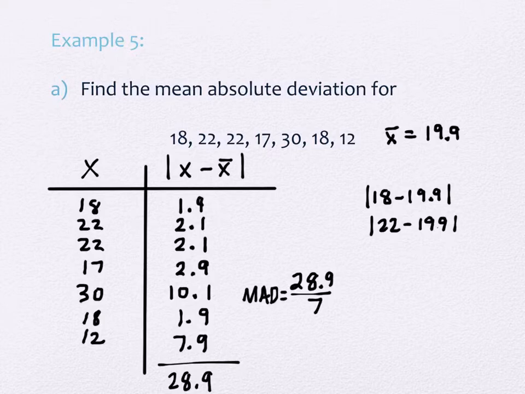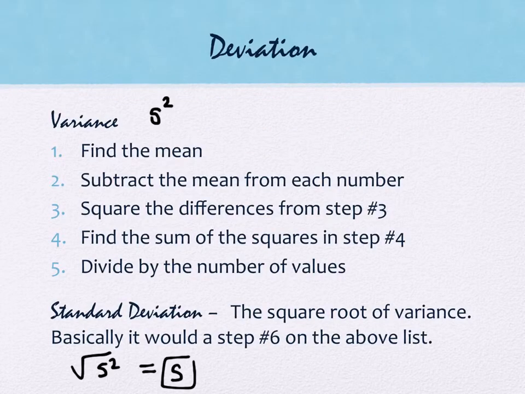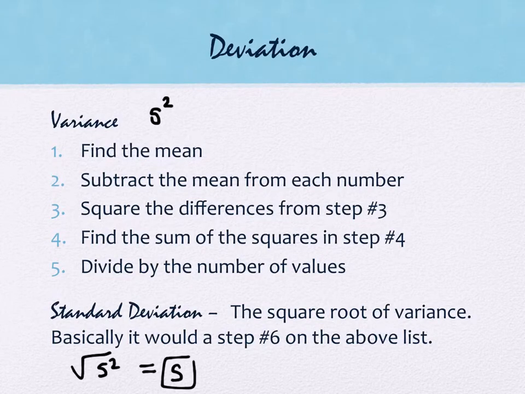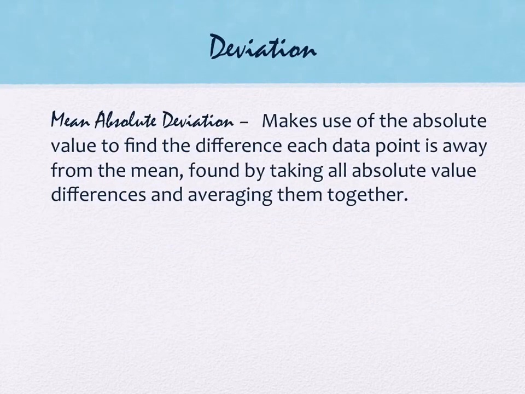Okay, so let me go back to the description to remind you what it actually said. Mean absolute deviation makes use of absolute values. We did that to find the difference the data point is away from the mean. And then it's found by taking the absolute value differences, those are the differences, right, and averaging them together. Averaging means summing them and dividing by the number of values. What about step 3 then? It says square the differences from some. You're looking at variance. Yes, I am. Yes, which we will do in a second. We're doing mean absolute deviation first.